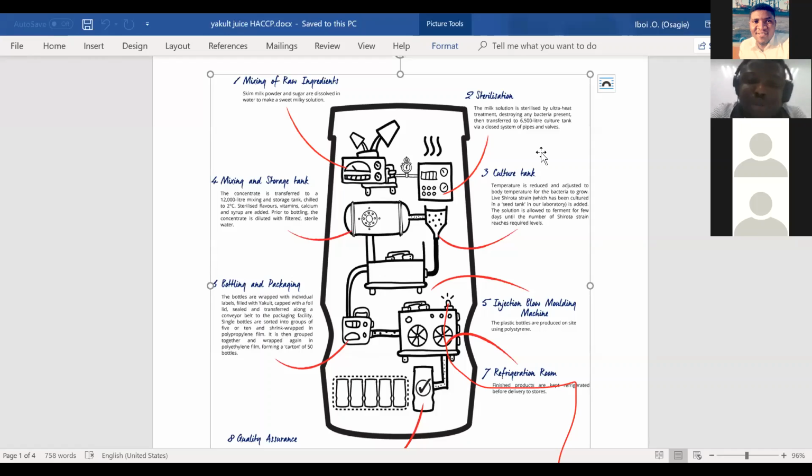So number 1 is going to be mixing of raw ingredients. So I'm just using my brain to say, okay, yes, you are working with an Excel sheet. Okay, wait, let me see if I can project maybe an Excel sheet. Let me see if I can see an Excel sheet that I can project.